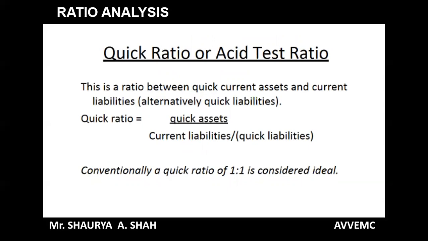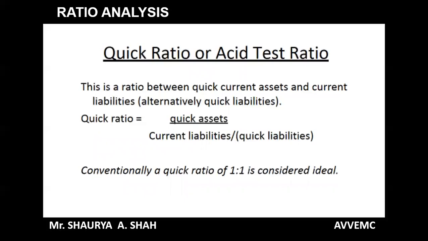Next ratio is your quick ratio or acid test ratio. This is a ratio between quick assets and current liabilities, alternatively known as quick liabilities. Now, quick, much quicker than your current assets. So what do you do in that? In your quick ratio, you remove stock also, because if you have closing stock in your business, in order to sell it you need some time to convert it into liquidity, that is money. So quick itself says remove stock, inventory; other things remain.